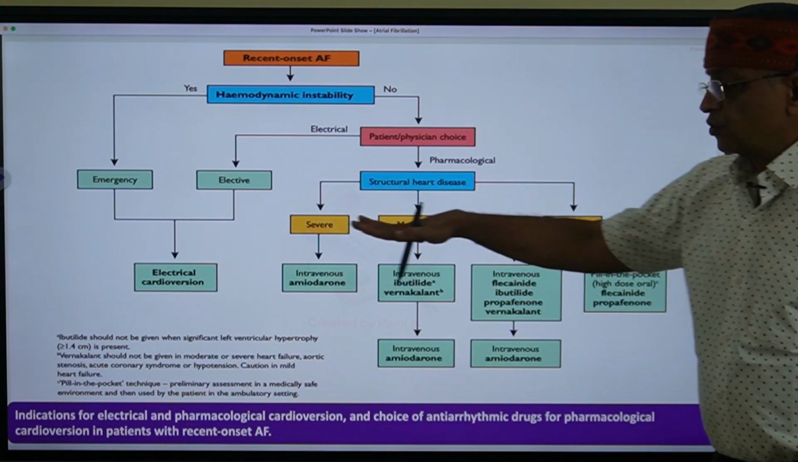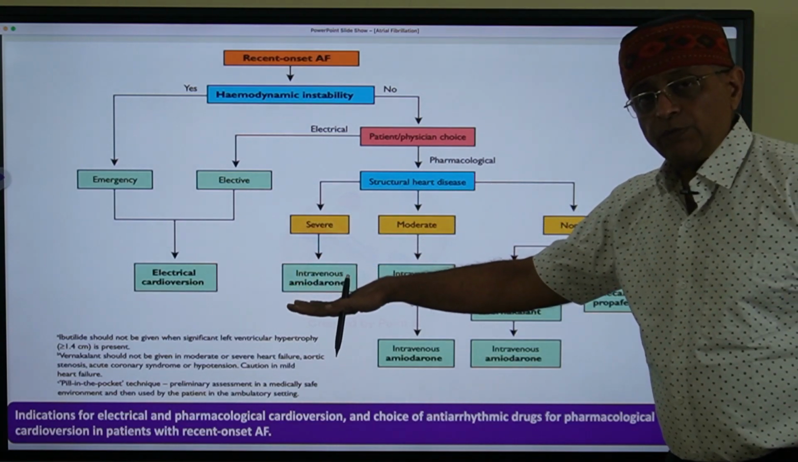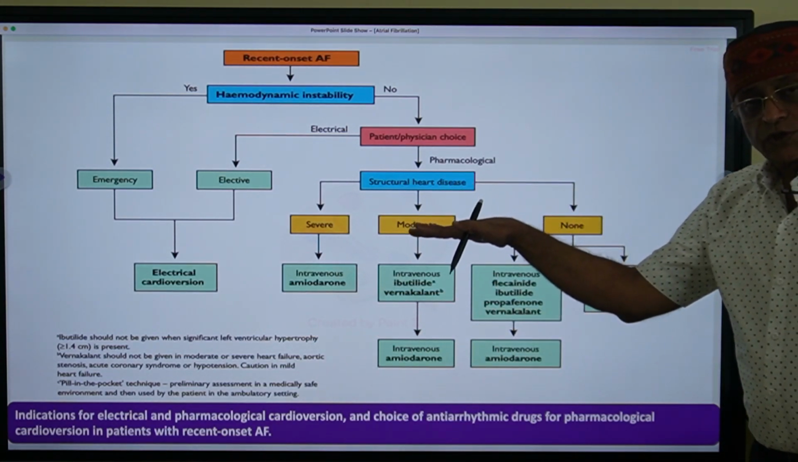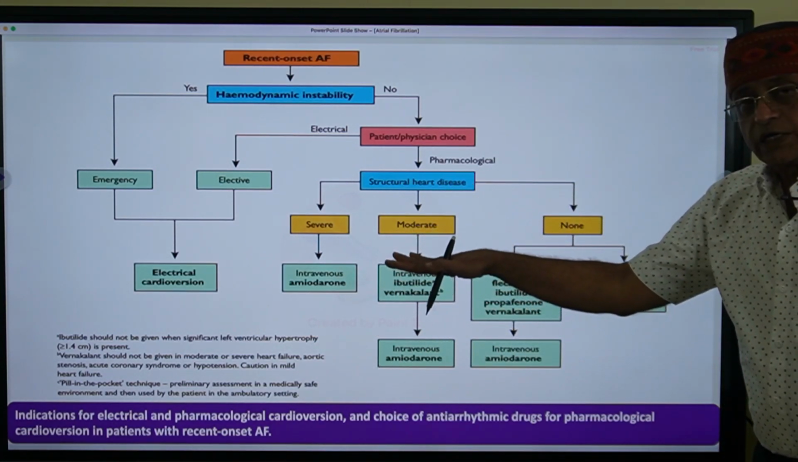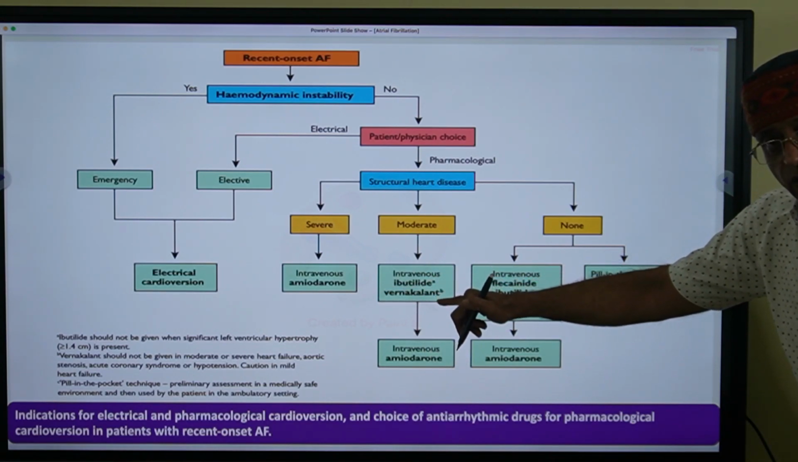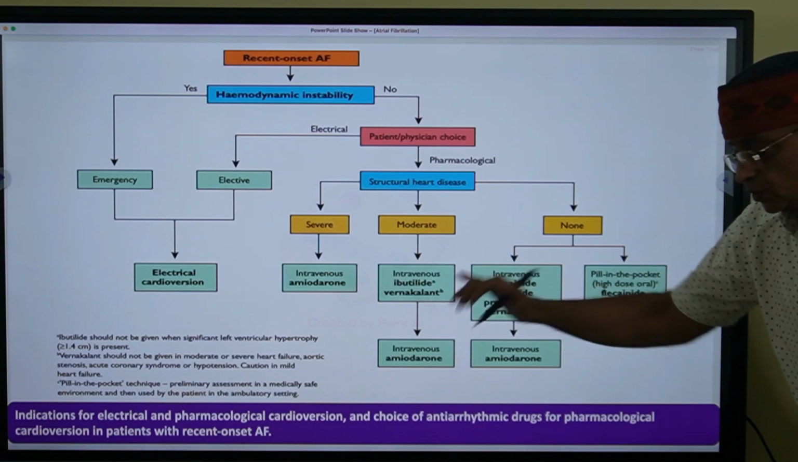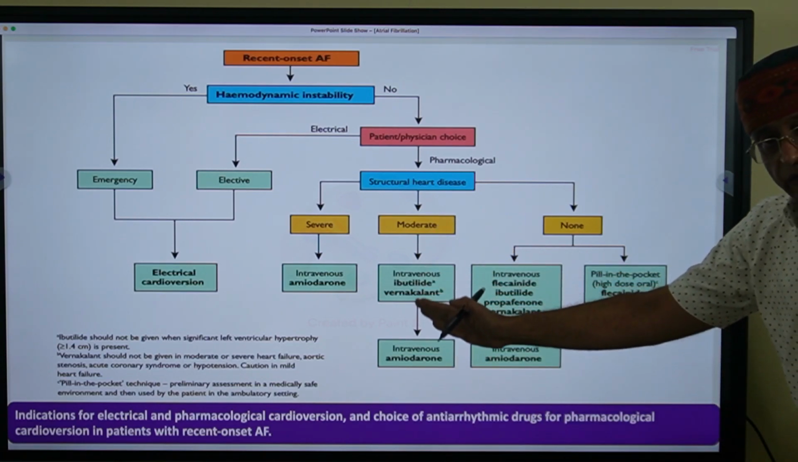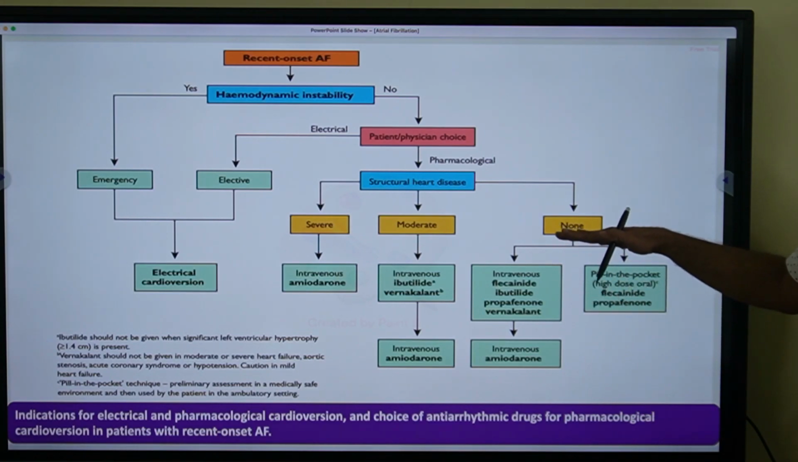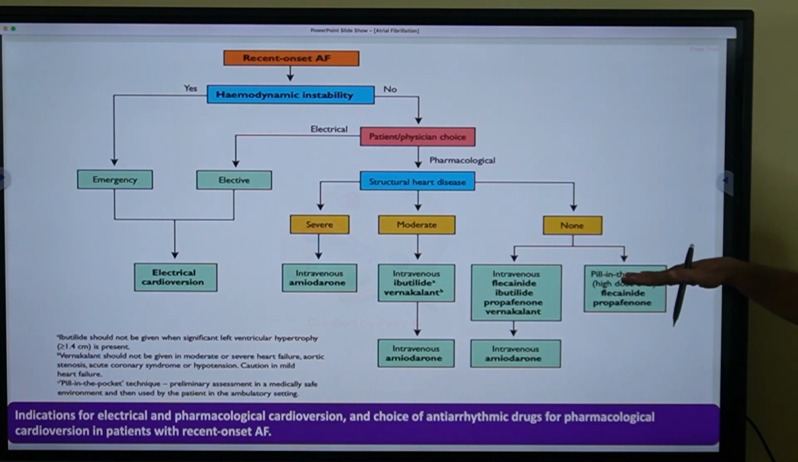If the patient is hemodynamically stable, then look for structural heart disease. If there is severe structural heart disease, then the only drug which can be given is amiodarone. If the patient has moderate structural heart disease with ejection fraction of more than 40, then you can give intravenous ibutilide or vernakalant. If these drugs fail, then the second choice would be amiodarone. If there is no structural heart disease, then you can go in for pill in the pocket.